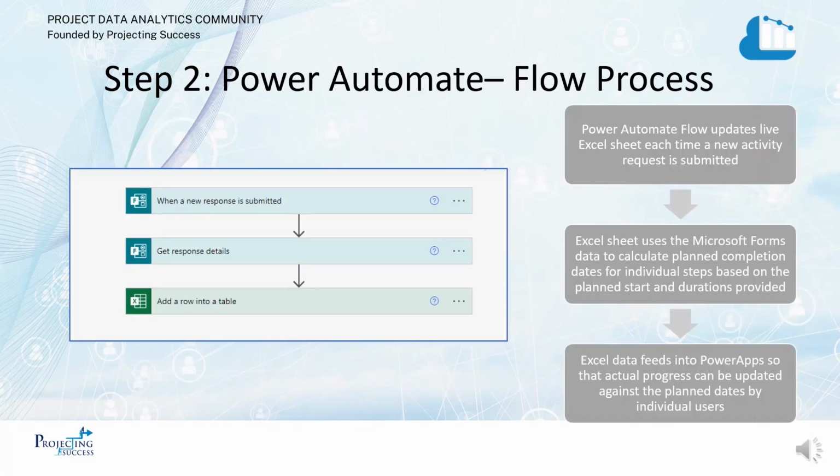We then set up a Power Automate flow to ensure that the Excel would update automatically each time a new activity request is raised via Microsoft Forms. The Excel is then formulated to take the live data and use the planned start date and step durations to calculate planned start dates for each of the individual steps. These planned starts will then be used as forecast start dates until progress is updated on the Power App.